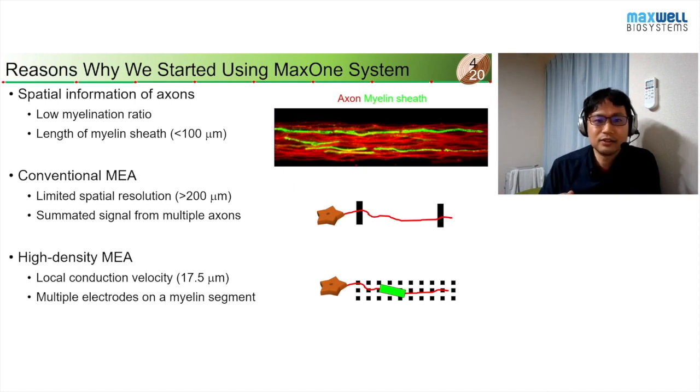So we began using MEAs with a higher electrode density from MaxWell Biosystems. And we believe that with sufficient electrode density, the conduction along specific myelin segments could be detected with high accuracy.